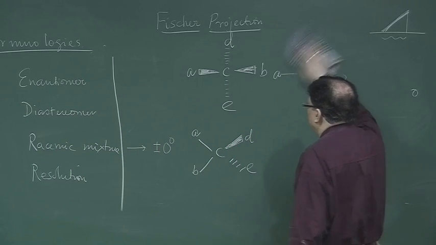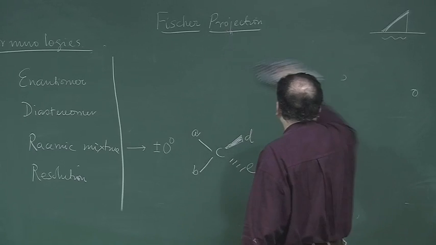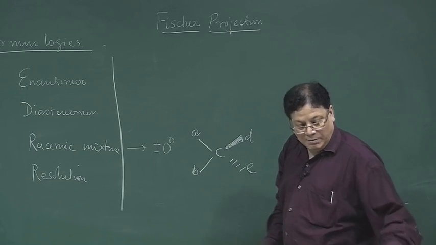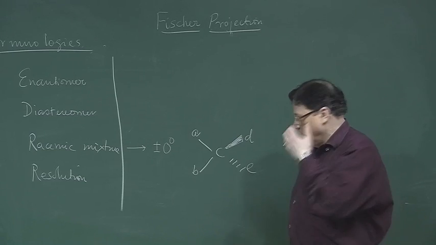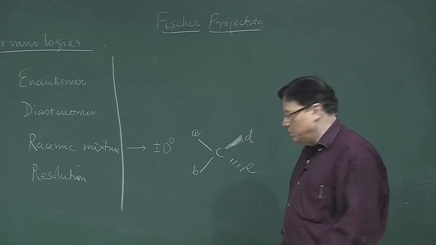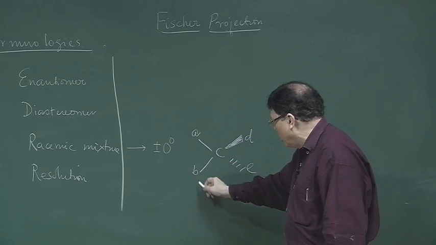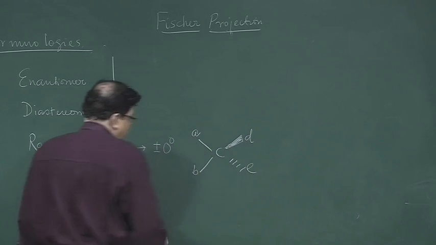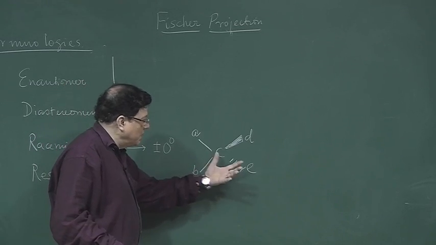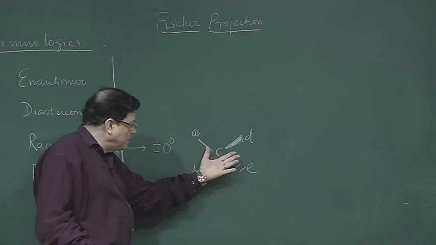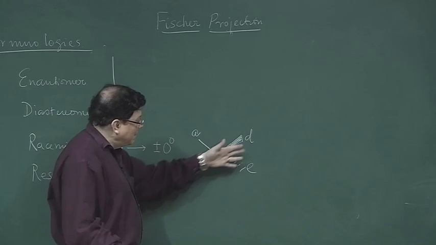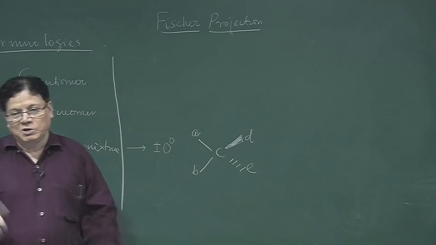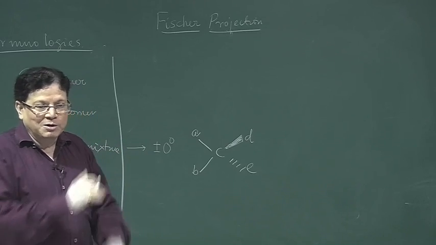It all depends on the visualization concept that you have, three-dimensional visualization, but I can give you a simpler way to solve this type of problem. So, the problem is: draw the Fischer projection formula of this molecule. One option is that you rotate the molecule in such a way that it looks like what it is just before drawing the Fischer projection. So, you have to turn the molecule.